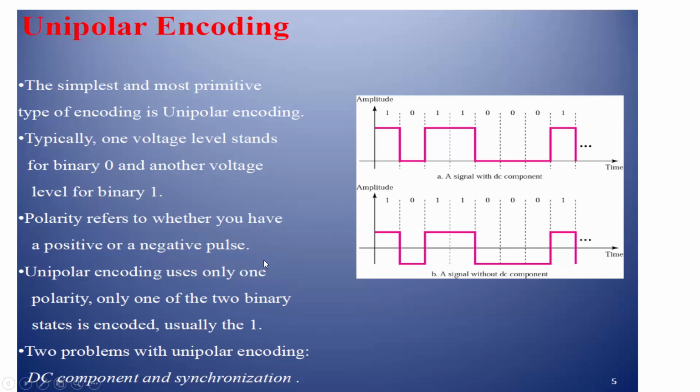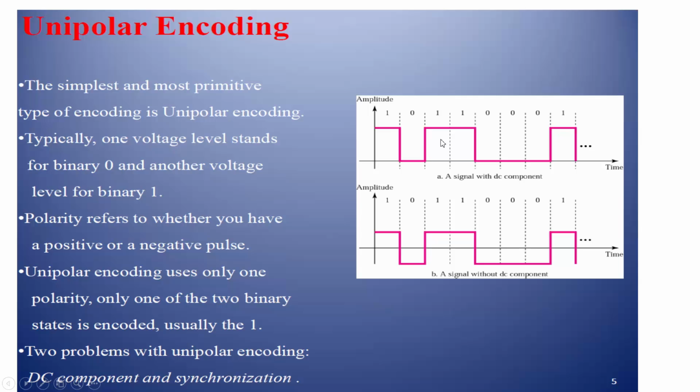Unipolar encoding uses only one polarity. Only one of the two binary states is encoded, usually the one. Meaning by that, we will allocate a certain amount of voltage to one, either plus 5 volt or minus 5 volt, and 0 volt to 0. This is the graph for unipolar coding.